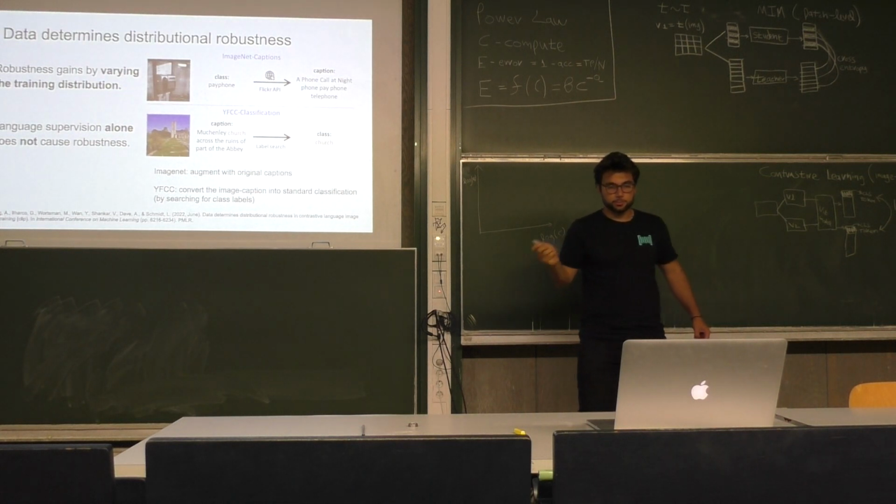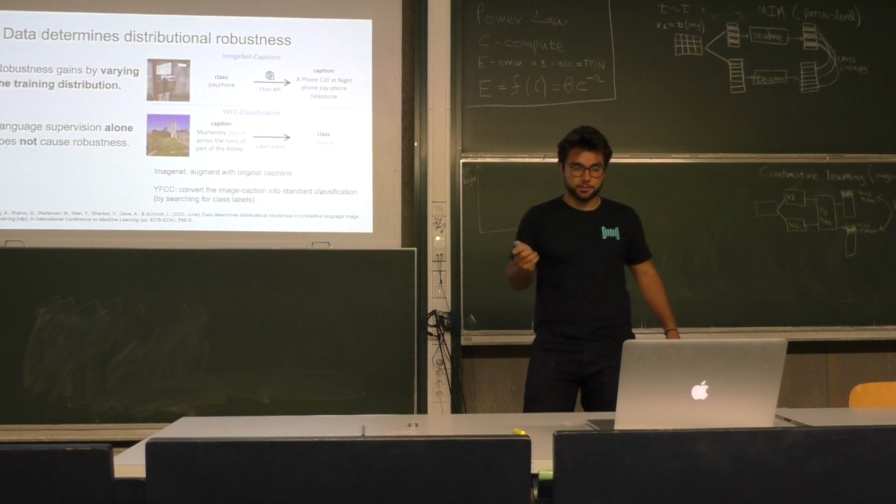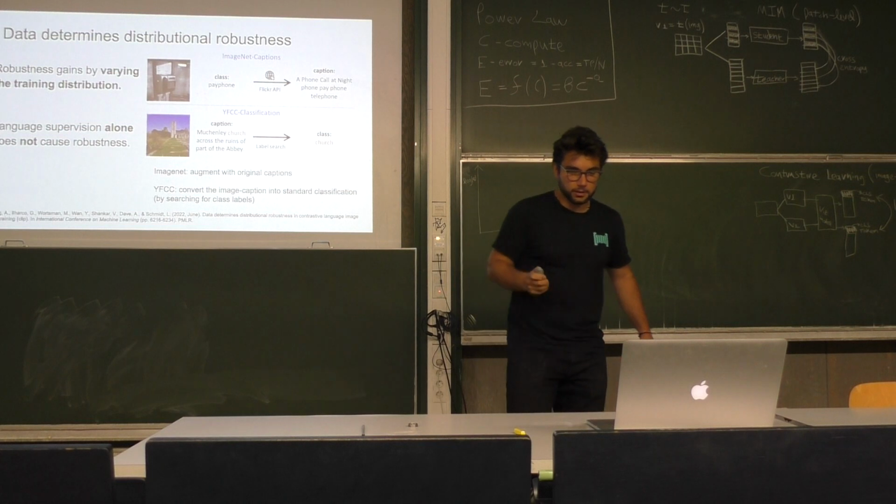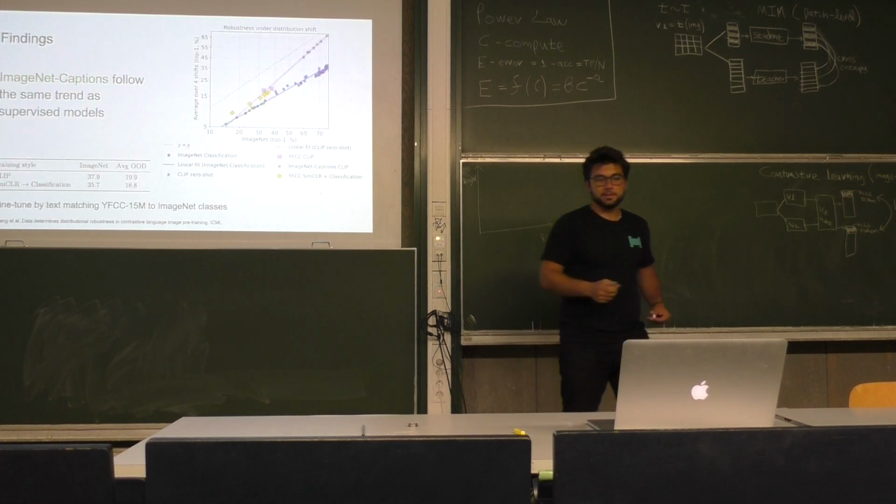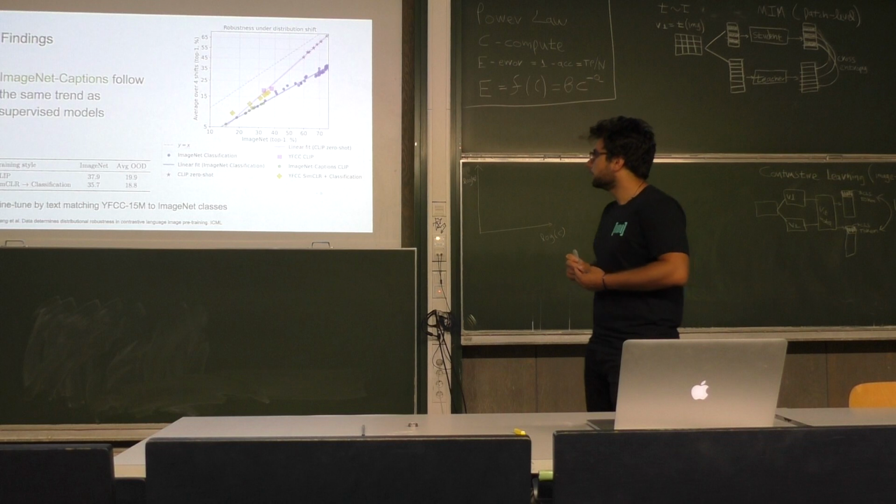And again, they saw that language supervision is not the reason for robustness. How do they do that? They provide this informative plot.